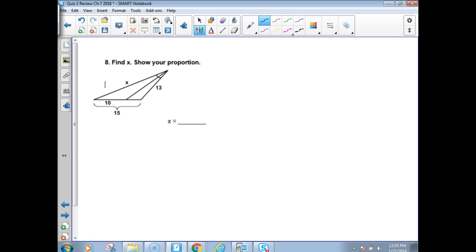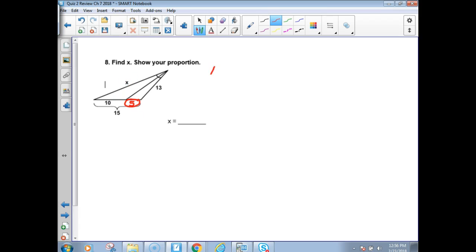Number 8, show your proportion, find X. Well, I know that if I have an angle bisector, which is what this is, it splits the side that it crosses into 2 pieces that are proportional with the other 2 sides, the remaining 2 sides. But I've got a whole side here of 15, so I first need a label for this. So since the whole thing's 15, I subtract 10 and get 5. Now I'm ready to go.